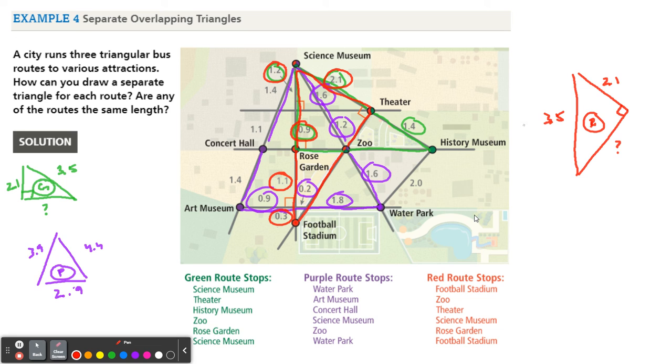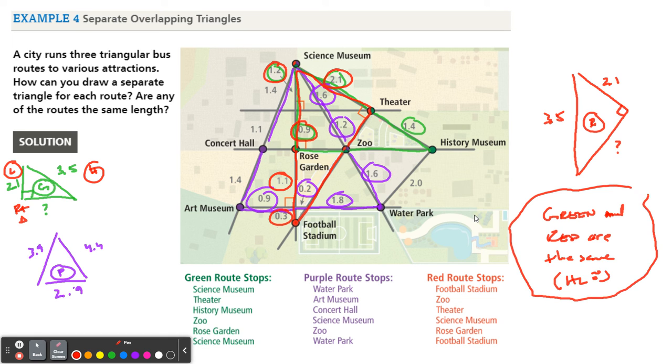So the question is, are any of these triangles congruent? Well, look here at the green and red. I know my red's bigger. But notice that they're both right triangles. Okay? Notice that 2.1 and 2.1, that's a pair of legs. So we have the right triangle, we have a pair of legs, and we have the hypotenuse, 3.5 and 3.5. These two triangles are congruent by HL. So in this problem, the green and red are the same. And that is by HL congruence.